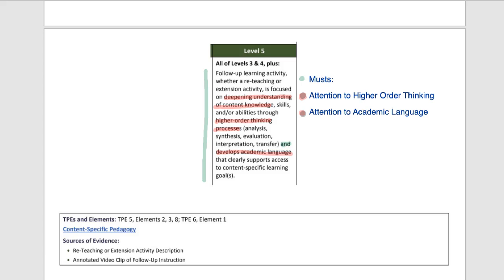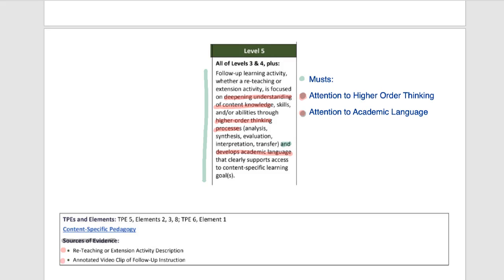All right. So the sources of evidence: how you describe your activity. You can imagine in your description of your activity, you're very specific about where the higher order thinking concerns will come up or where you will be addressing academic language. You also have places where you might talk about how you tailor the reteaching or extension activity for individual students. All of those things are good things to do in the description. And of course, do the same thing within the annotations you do for the video clip.